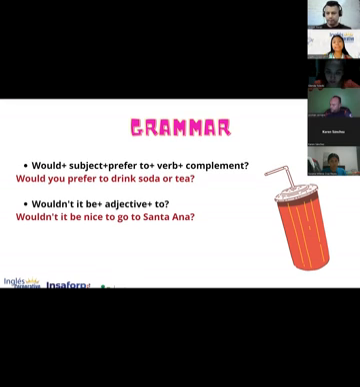Would you prefer to drink tea or milk? Wouldn't it be amazing to go to Peru? Would you prefer to drink coffee or milk? Would you prefer to play video games or soccer? Would they prefer to eat chicken or meat? Would you prefer to visit Guatemala or Costa Rica? Wouldn't it be better to see a movie tomorrow? Wouldn't it be good to go to the beach? Yes, Rafael. Would you prefer to go to the park or cinema?